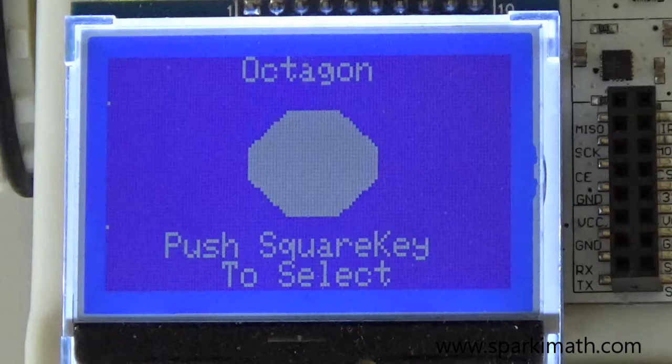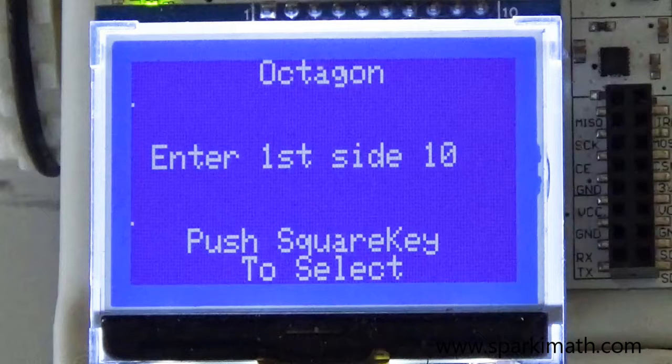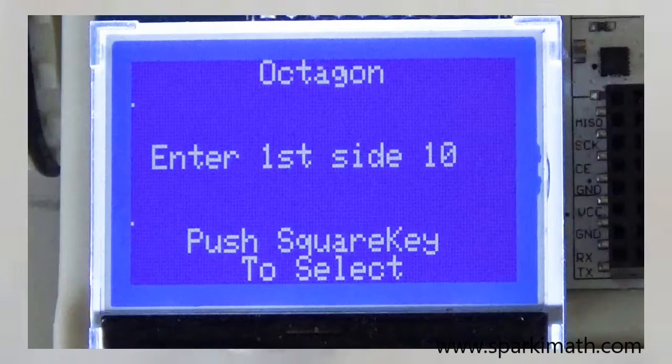Let's make the side something reasonable in size, like, let's make it 10 centimeters. Remember, Sparky works in centimeters, not inches. So let's key in 10 and push the square key.